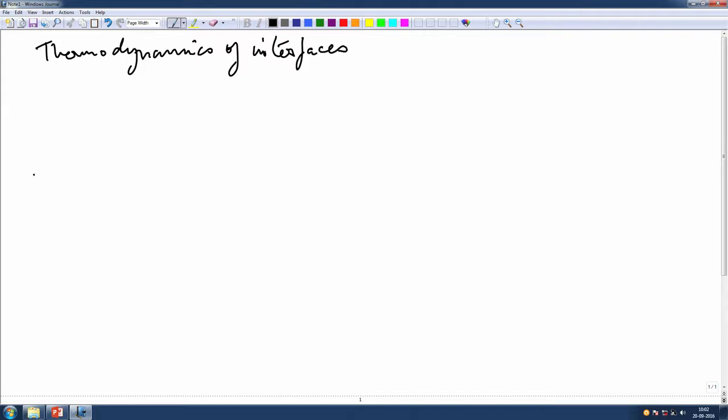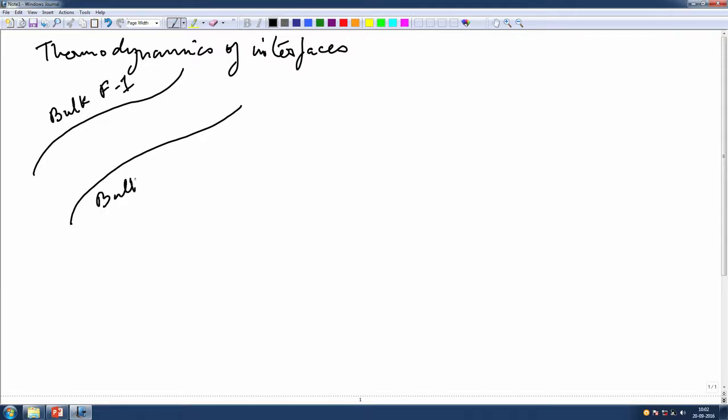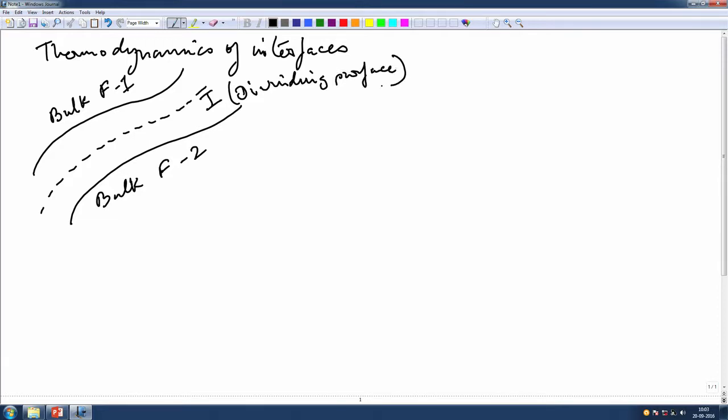Okay. So, let us consider a situation like this. This is bulk fluid 1, this is bulk fluid 2, this is basically the interface, and this is basically the dividing surface also between bulk fluid 1 and bulk fluid 2. So, the two bulk fluids are basically separated by an interfacial region.